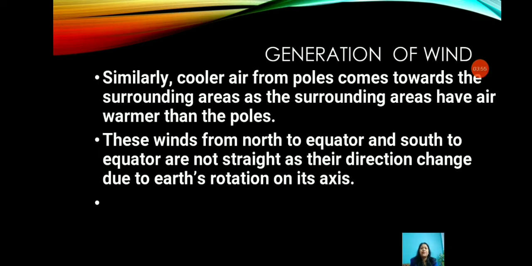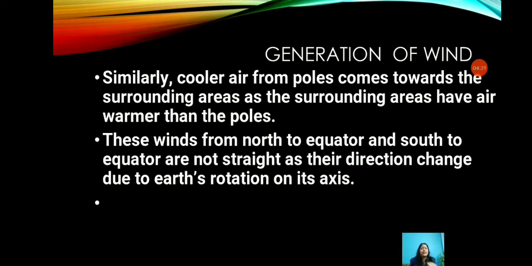Similarly, cooler air from the poles comes toward the surrounding areas, as the surrounding areas have air warmer than the poles. These winds from north to equator and south to equator are not straight, as their direction changes due to the earth's rotation on its axis. Now what is the meaning of this line?